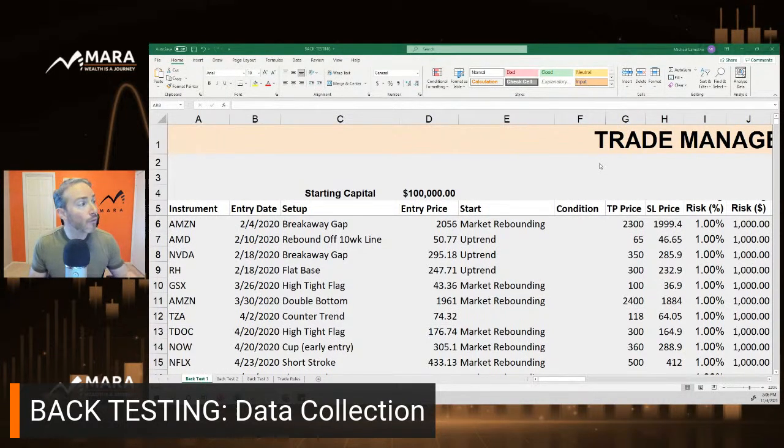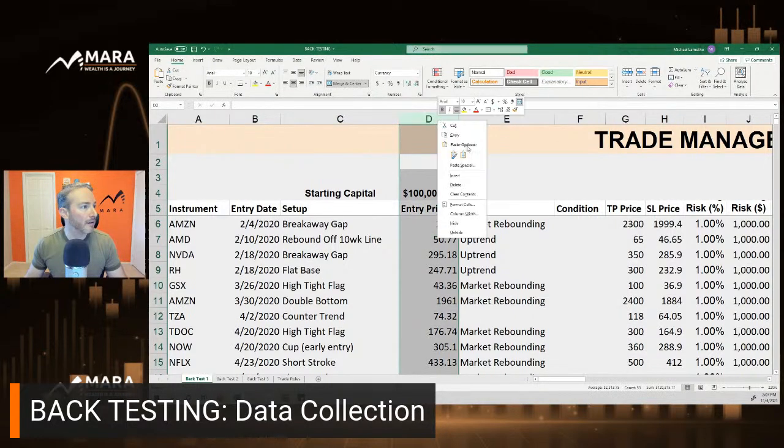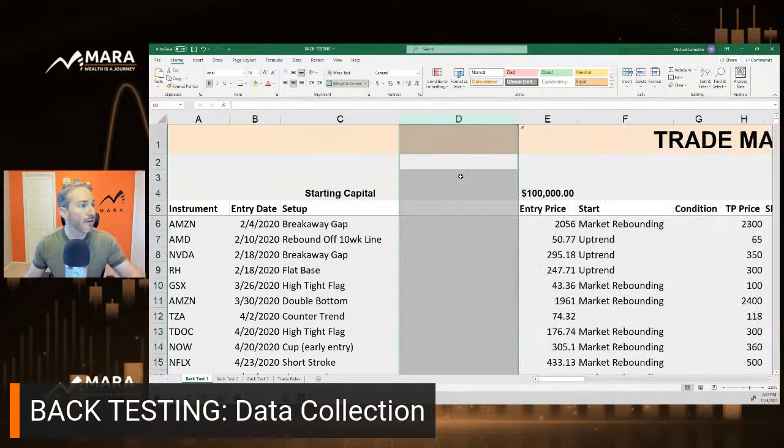And one of the reasons why I really like using Google Sheets is because if later on, as you gain more experience, you think, oh, I would love to start tracking X, you just come up here, right click, and say insert a column, and there it is. It's literally that simple.